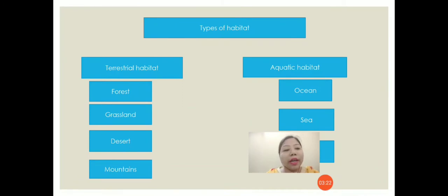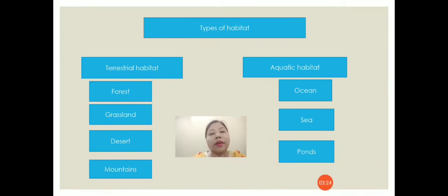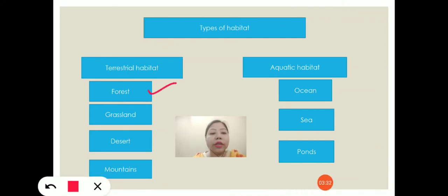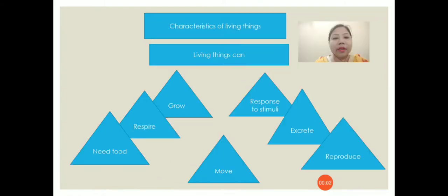Now, what are the types of habitat? There are two main types of habitat, that is terrestrial habitat and aquatic habitat. Terrestrial habitat includes forest, grassland, desert, mountain. On the other hand, aquatic habitat includes ocean, sea, ponds. So, these are the different types of habitat found.